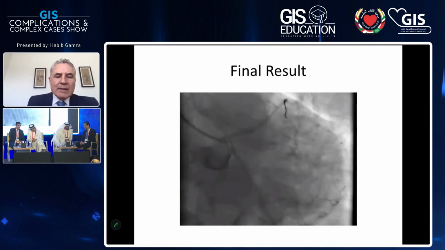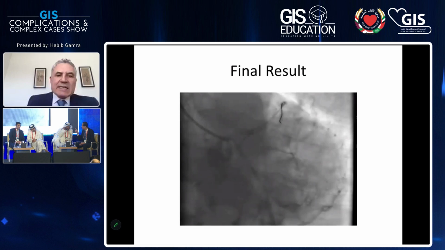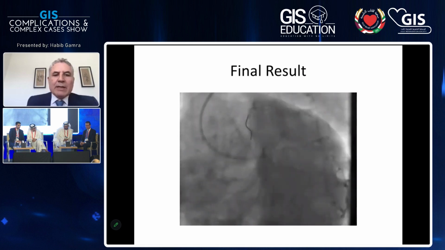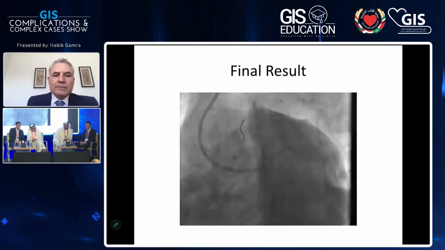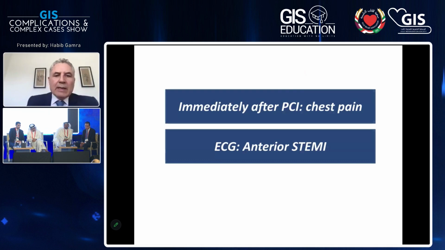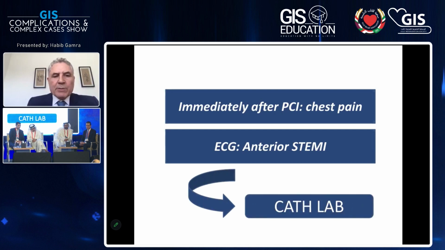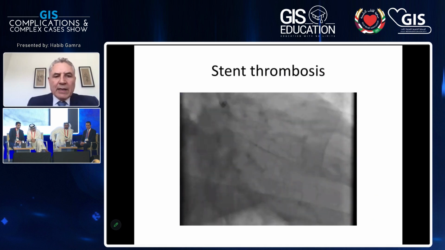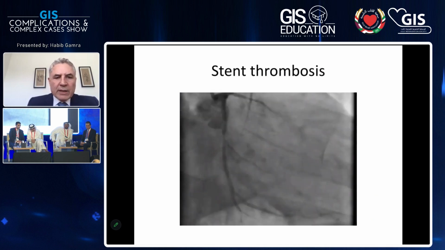Go ahead. All right. This is the final result, which looks rather acceptable in the spider view. But when the patient was brought back to the CCU, just a few minutes later, he experienced chest pain with ST elevation on the EKG in the anterior leads. The patient was brought immediately back to the cath lab, and this is what was found: stent thrombosis.